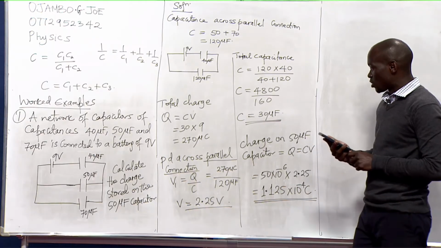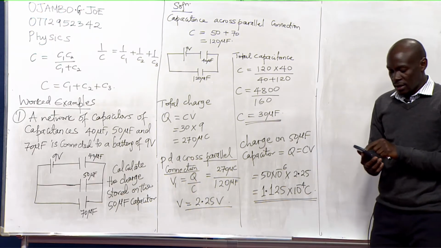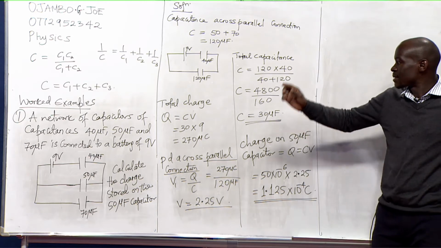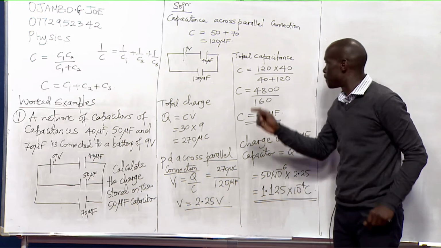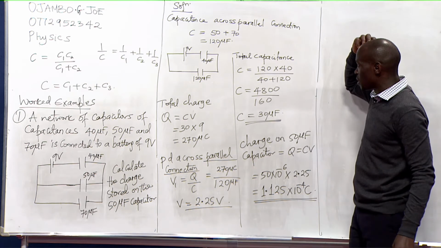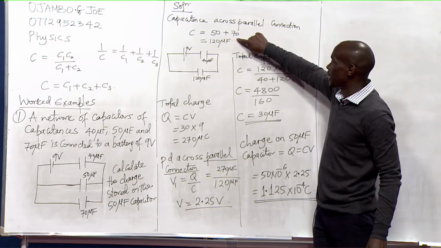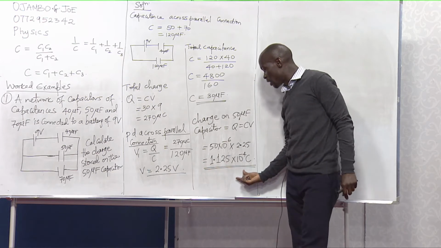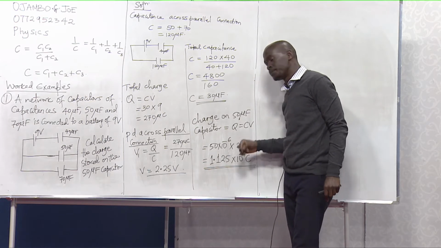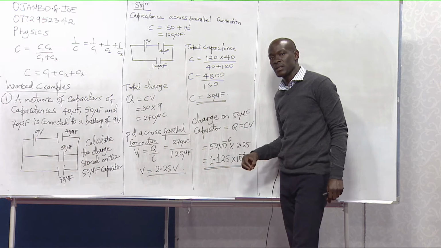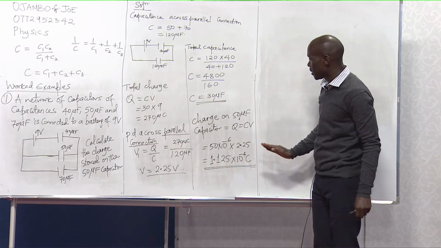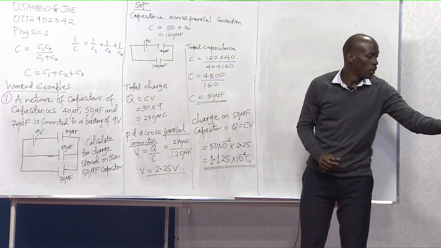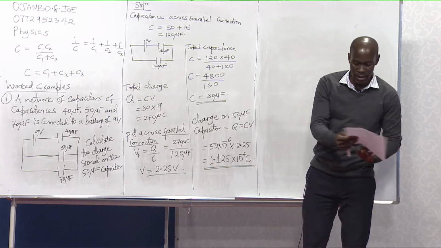So you can see that this question has tested so many things. What are they? It tests our knowledge about the parallel, about the series, and then eventually the relationship between charge, PD, and the capacitance. So this is our example 1. We can look at one other example, which can now take us to the next aspect.